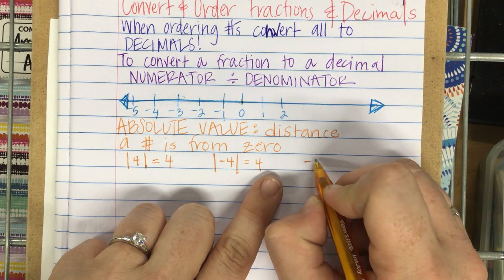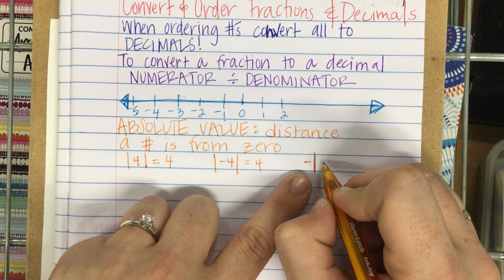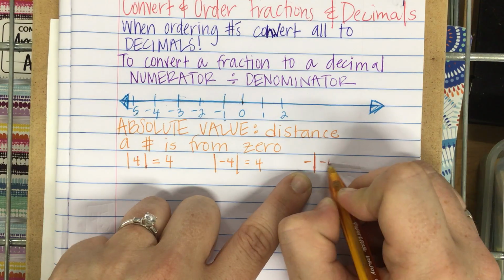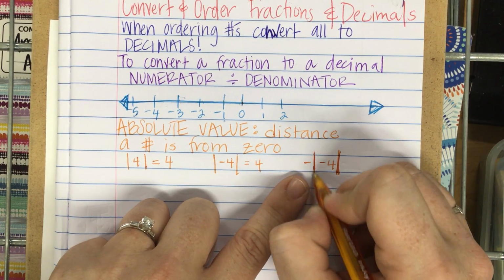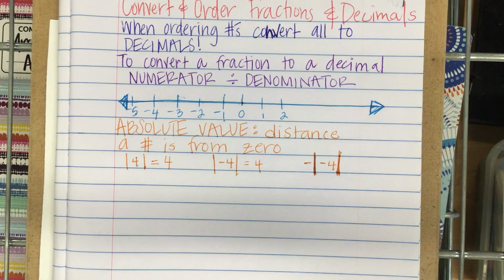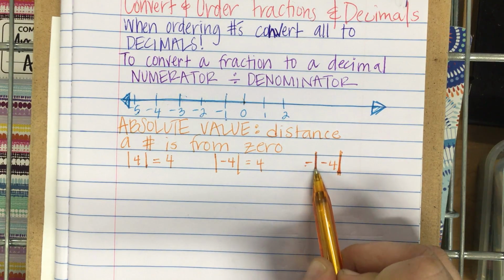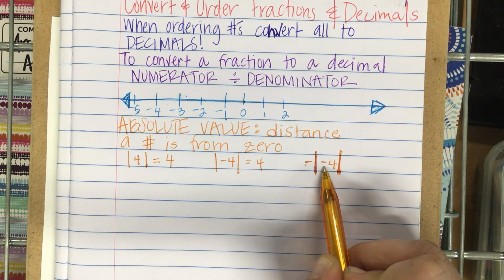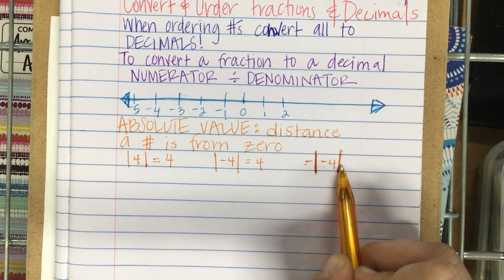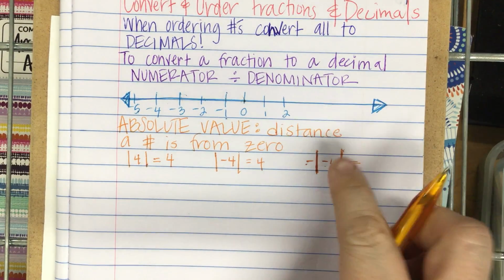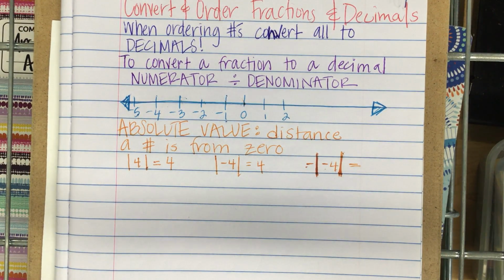This is the hard one. Can someone tell me how to read that problem? Right here, I wrote this symbol, then an absolute value line, then the number, and the absolute value line. How would you read that? Emmanuel, how would you read that?